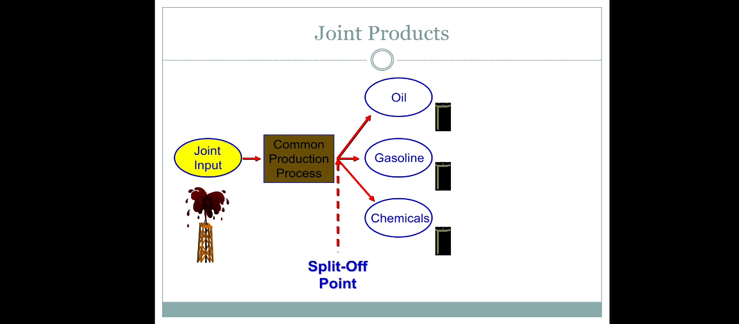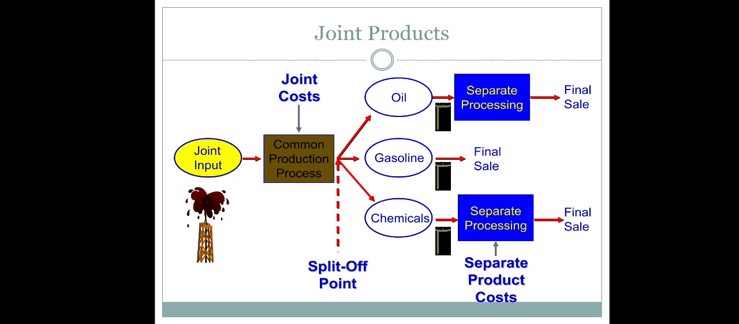Okay, now the thing is like this. The cost to process the raw material to become three joint products is called joint cost. So let's say this is your business. The cost to convert the crude oil to become oil, gasoline, and chemicals, that cost is called joint cost. Joint cost, I will explain about that later.